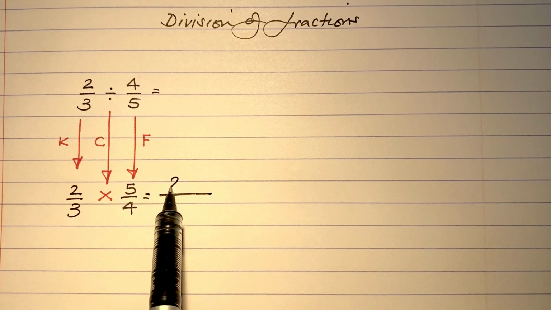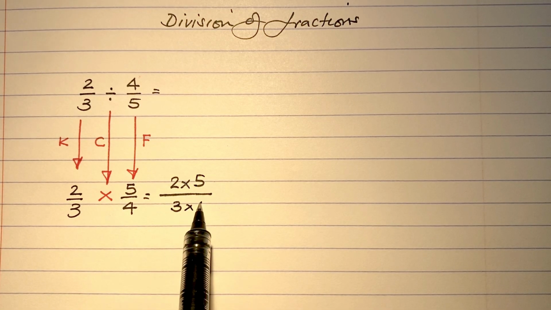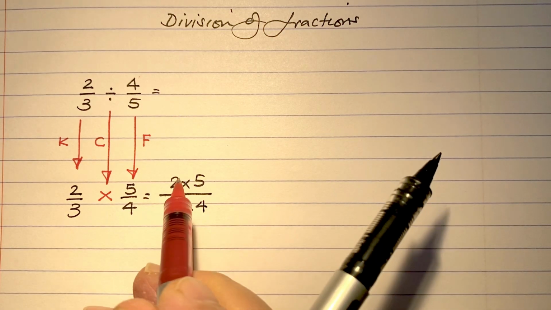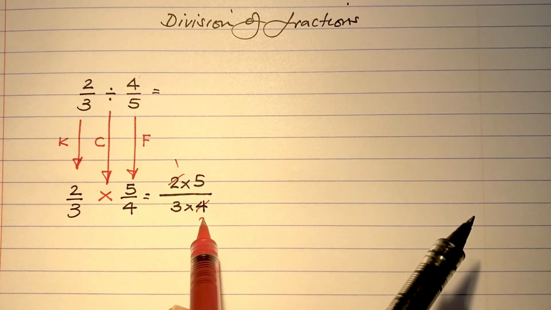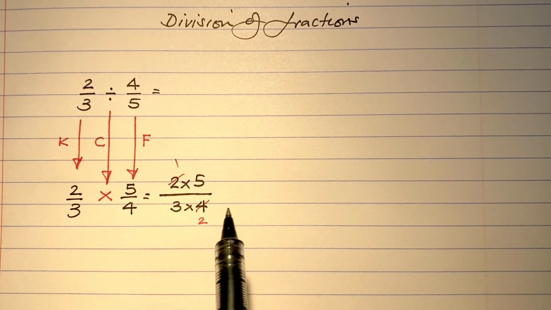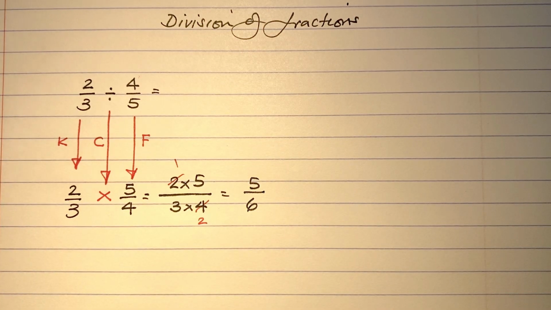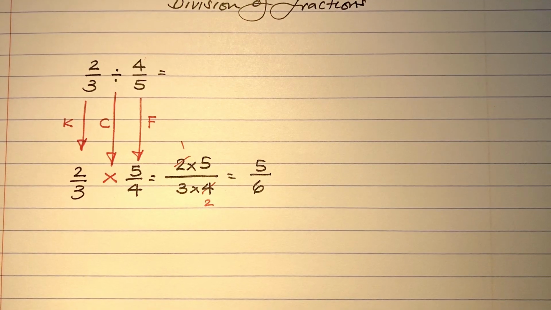So we do the multiplication now. 2 times 5, 3 times 4. 2 and 4 cancel, because we can cancel. 3 and 5 and 2 don't. 1 times 5, 3 times 2. It cannot be simplified, and it's not top heavy.